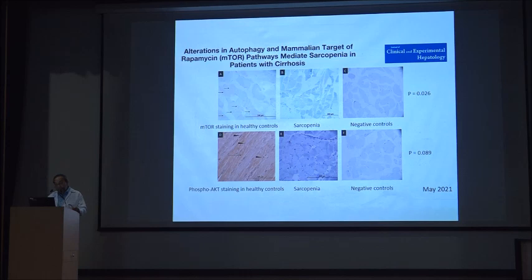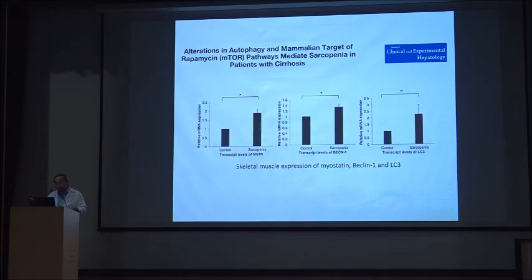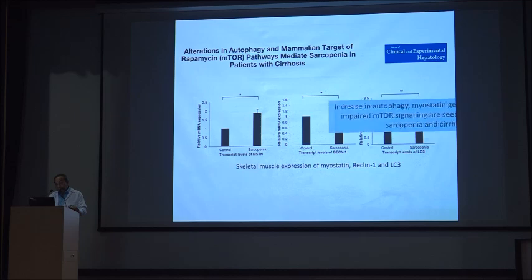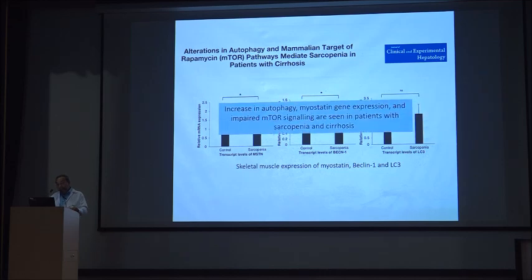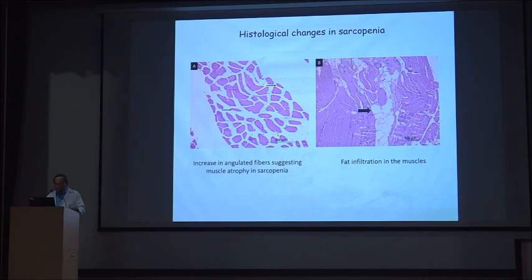Same is true for AKT also, and autophagy, and this transcription level of MSTN, BCN, and LC3 was also impaired. Especially MSTN was more expressed in sarcopenic patients. So there is increase in autophagy and myostatin gene expression and impaired mTOR signaling in patients with sarcopenia and cirrhosis.